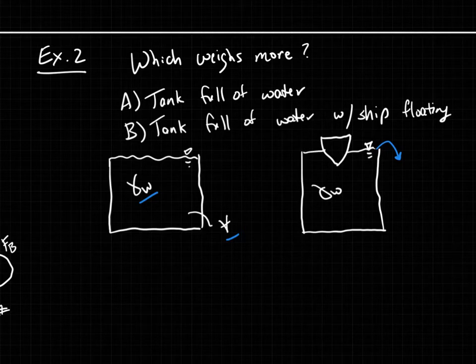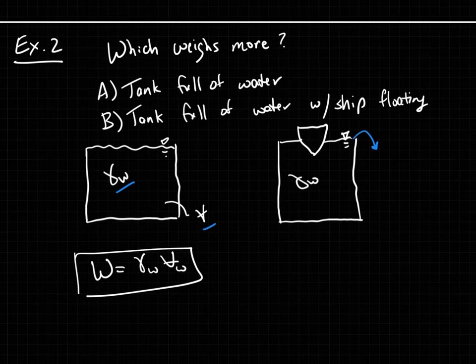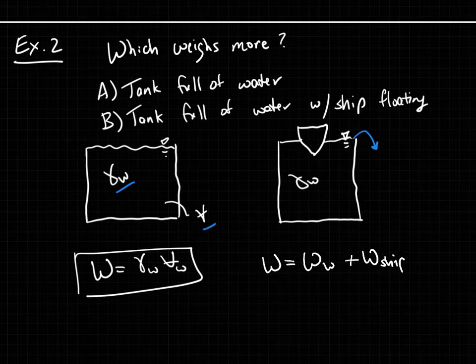So what is the weight of the left-hand situation? It's just the weight of the water. What's the weight of the water? In fluids class, we do that by doing the gamma of the water times the volume of the water. Done. Whew, that was hard. Now let's do the right-hand side. On the right, the weight equals two things: the weight of the water plus the weight of the ship. We want to add these two things up.